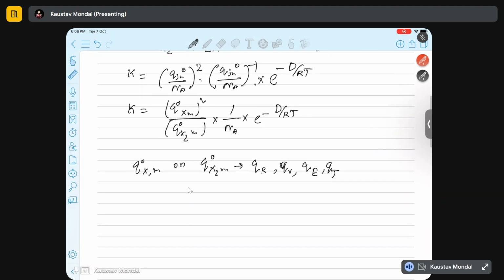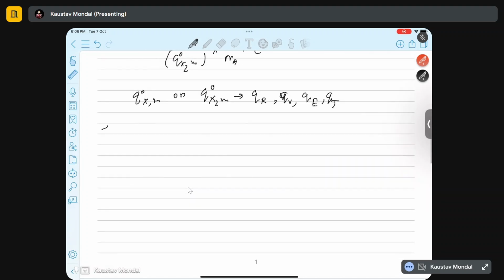Let's suppose for X2, since X2 is a linear diatomic molecule, its structure looks like this: X-X. As it's a linear diatomic molecule, it obviously has a translational partition function. Since it's diatomic, it also has a rotational one, and if the temperature is high enough, it also has a vibrational partition function. So qX2m0 would be the multiplication of all these three types of partition function.